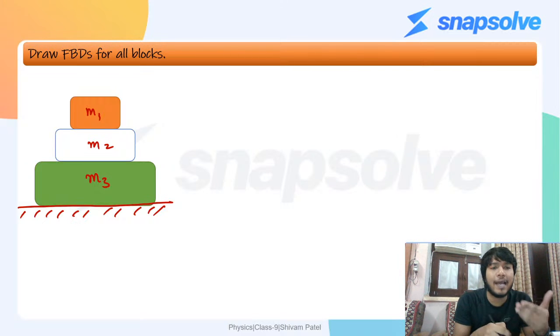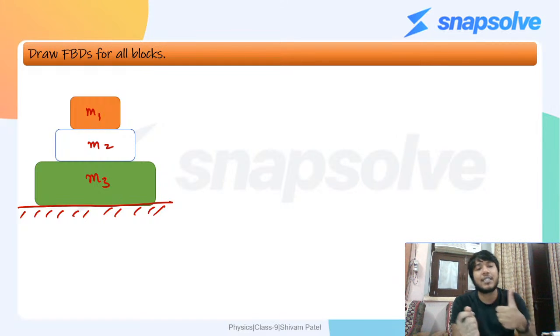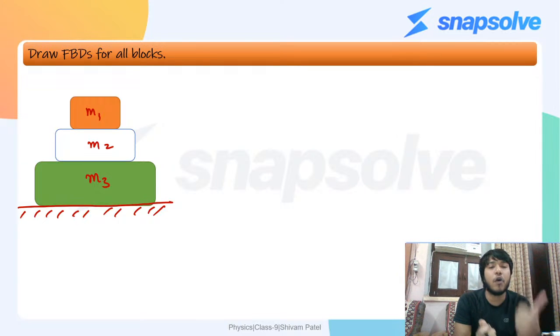Now, you all have already studied about the normal reaction force, but let me revise it once again. What is normal reaction force? The force which acts in perpendicular direction to the surface in contact is called normal reaction force. So, whenever two bodies are in physical contact, there will be a normal reaction force in the direction perpendicular to the surface. Clear? So, okay, let's try to draw the free body diagram.